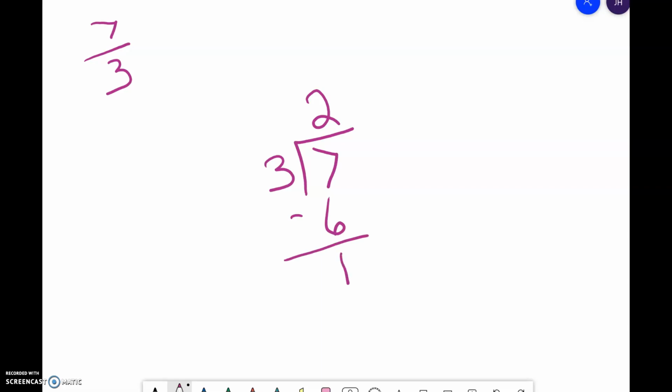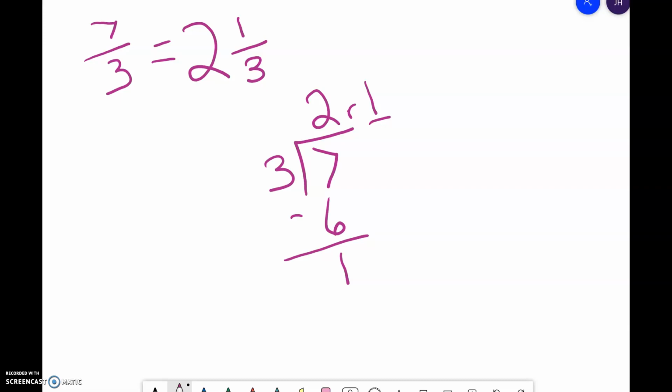So if your improper fraction is 7/3, what you'll do is take 7 and divide it by 3. 3 goes into 7 2 times. 2 times 3 is 6. I subtract and I'm left with my 1. So my answer would be 2, remainder 1. So 7/3 would equal 2 wholes and then 1 out of the 3 to make the last whole.